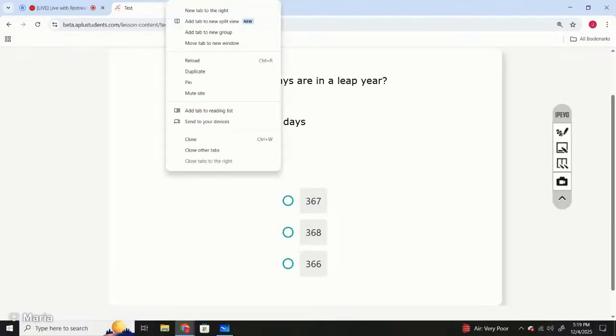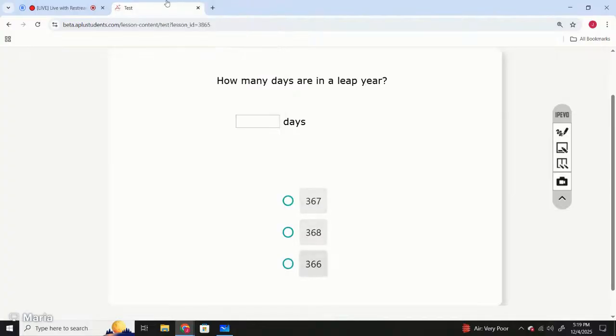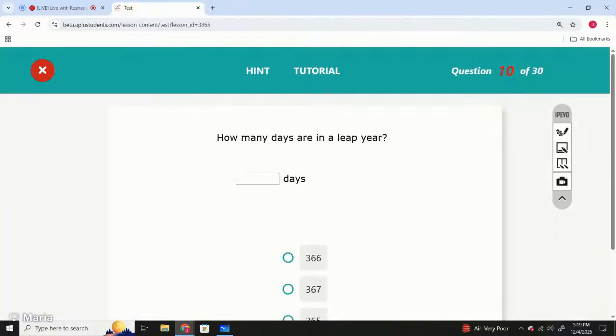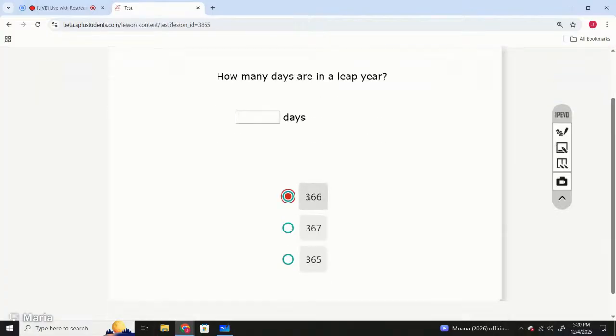How many days are in a leap year? The correct option is a leap year has 366 days. In a leap year there are 366 days.